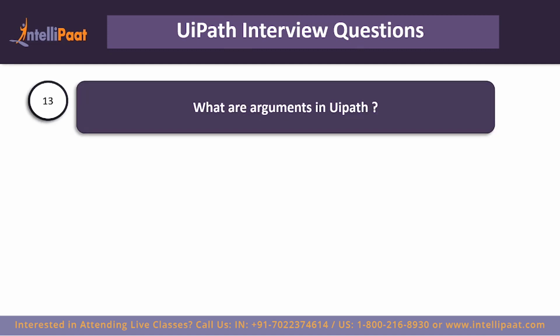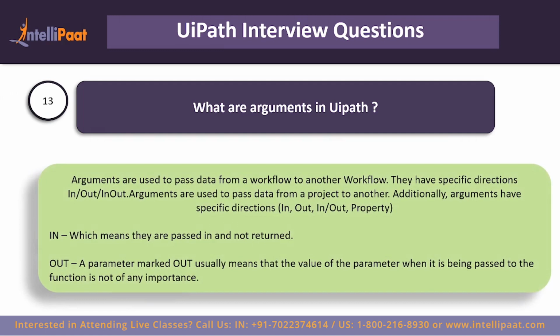What are arguments in UiPath? As you would know, there are different kinds of variables present in UiPath, and arguments are one of the special kinds of those. Arguments are used to pass data from one flow to the other. They have specific directions, which are in, out, and in and out. These are the three different directions with respect to the arguments. And arguments are basically used to pass data from one project to the other, one workflow to the other.